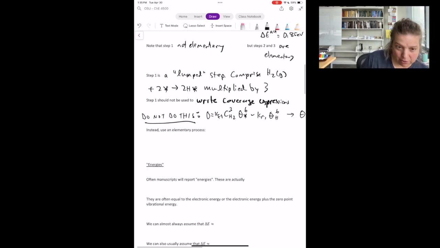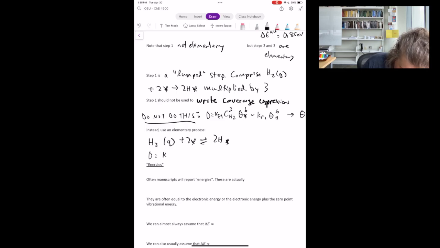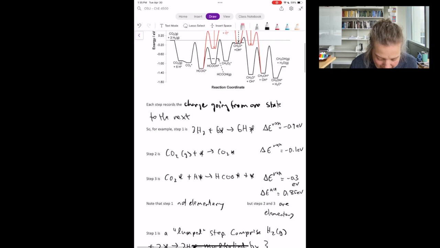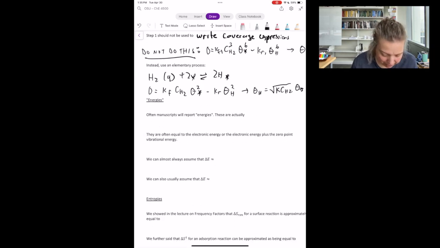So instead, we would use the associated elementary process here, which is one of these instances. We would use this reaction. In this case, we would say 0 equals KF C_H2 theta star squared minus KR theta H squared. So theta H is going to be equal to the equilibrium constant times C_H2 and then times theta star, where theta star is not under the root. Okay, so that's various aspects on constant stoichiometry diagrams, and we also threw in there some lumping of steps.